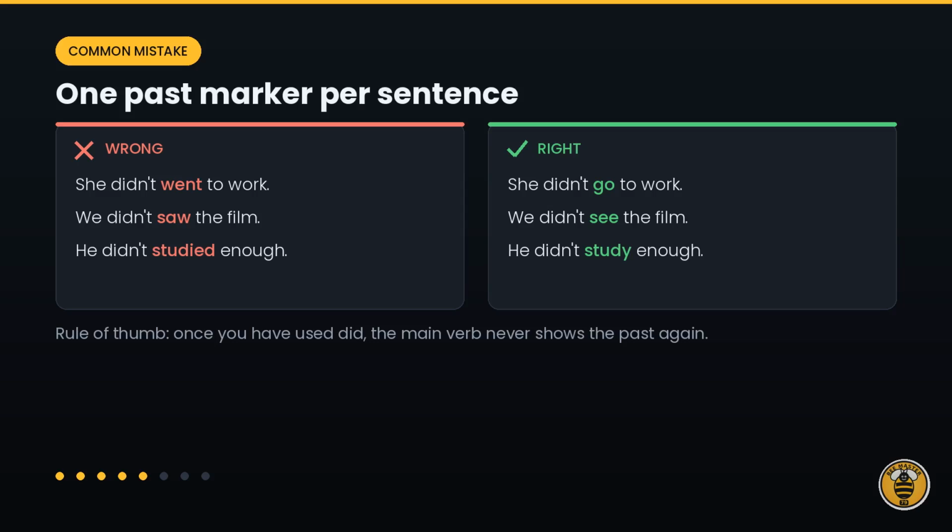This is the mistake I hear most often. She didn't went to work is wrong. We didn't saw the film is wrong. He didn't studied enough is wrong. In each case the sentence marks the past twice. Say it once. She didn't go. We didn't see. He didn't study. Here is your rule of thumb. Once you have used did, the main verb never shows the past again.